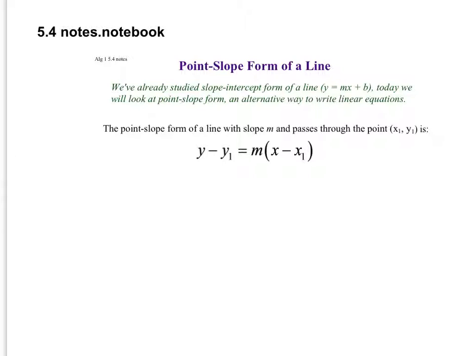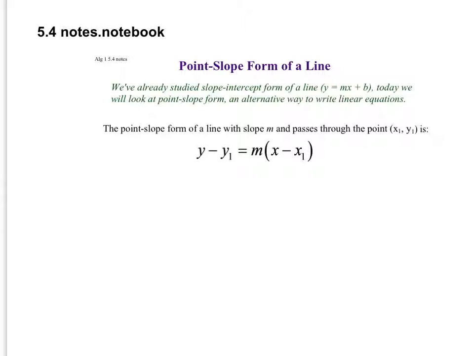Algebra 1 students, welcome to your 5.4 notes on point-slope form of a line. We've already studied slope-intercept form of a line, where y is equal to mx plus b. Today we are going to look at point-slope form, an alternative way to write linear equations.